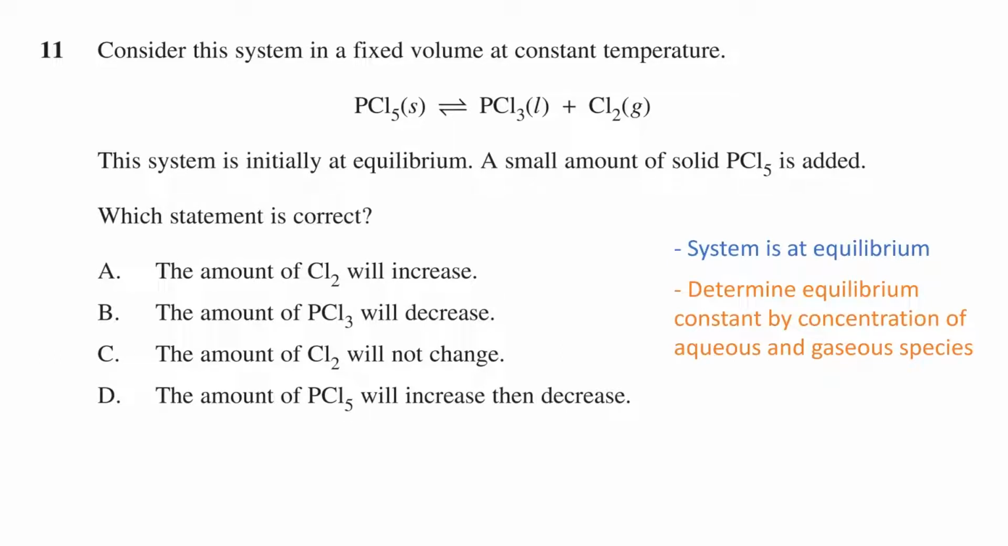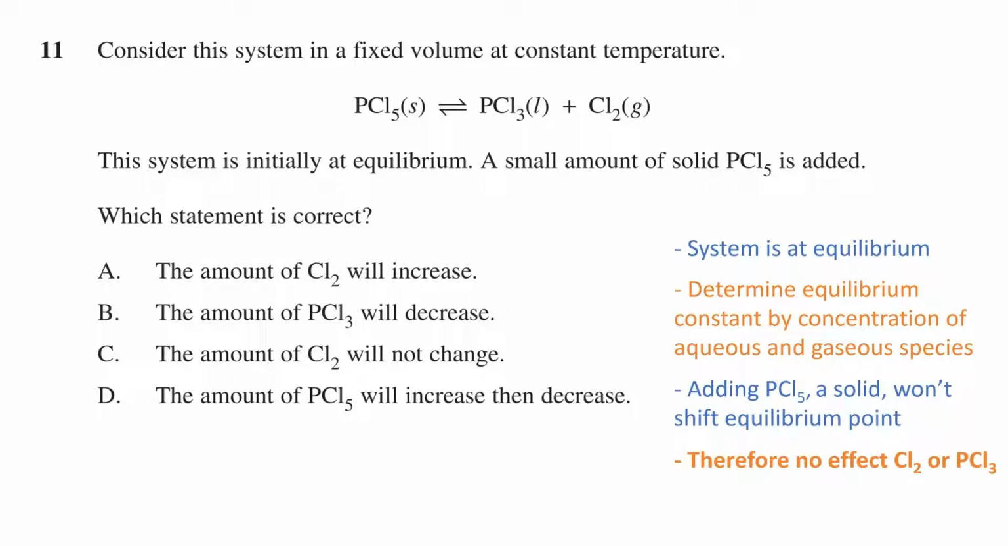Although necessary for the reaction to take place, solids do not affect the value of the equilibrium constant. Any changes to the amount of solid will not shift the concentration of the other species in the reaction. Therefore, even if more PCl5 is added, it will not affect the amount of CO2 or PCl3, and option C is the answer.